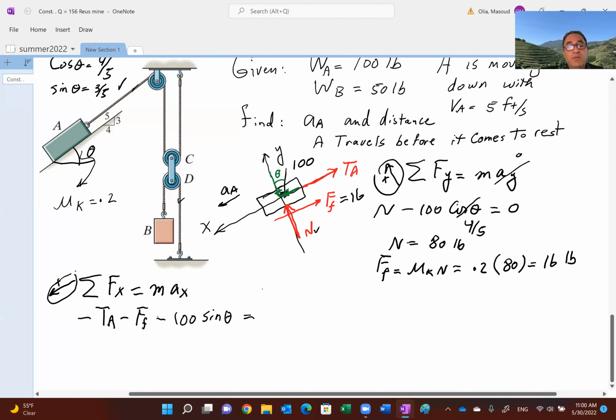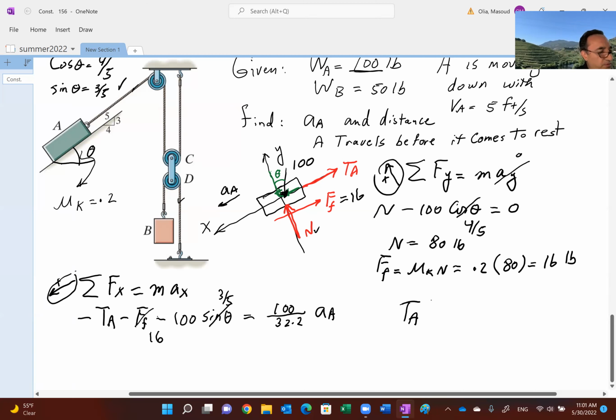Now, another typical mistake, guys, is the weight of the object is 100 pounds. The mass is 100 over 32.2. You've got to change it to slugs. So if you put the 16 here, and this is 3/5, and then clean it up, maybe we can multiply by negative, so TA becomes positive.